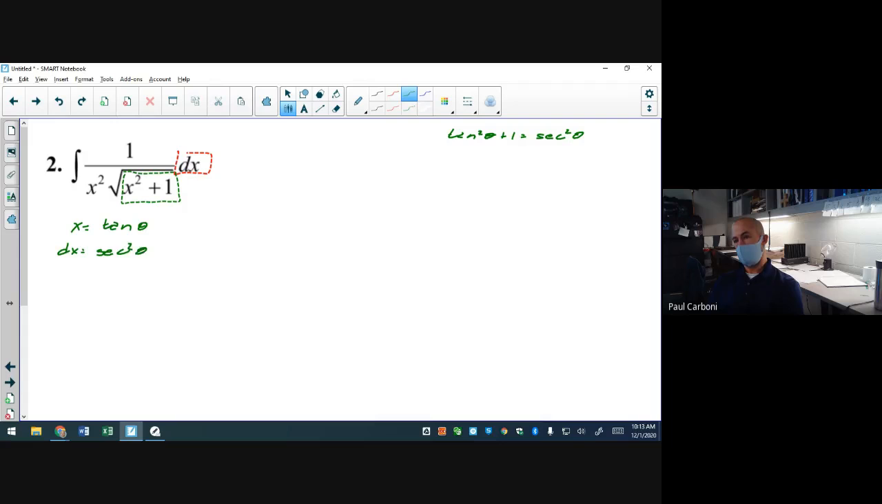Secant squared theta, d theta. And so I have to substitute the dx first. Make sure you take care of that, then substitute everything else. Now, the way trig sub works is it really doesn't matter what order you do it. Just make sure you remember to account for the dx. So I'm going to go ahead and do both at the same time.